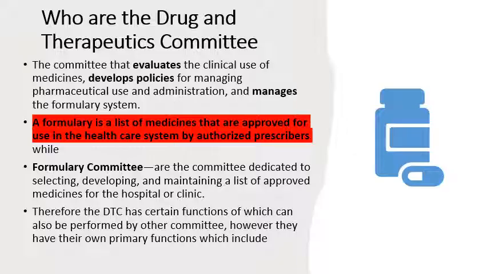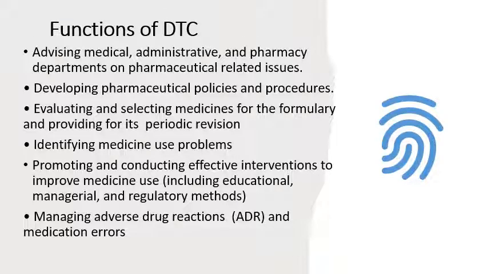So, a formulary is a list of medicines that are approved for use in the healthcare system by authorized prescribers, while a formulary committee is the committee dedicated to selecting, developing, and maintaining a list of approved drugs for the hospital or clinic. Therefore, the DTC has certain functions which can also be performed by other committees, and these include advising medical personnel, administrative, and pharmacy departments on pharmaceutical related issues. They also develop pharmaceutical policies and procedures, and evaluate and select medicines for the formulary, providing its periodic revision. They also identify medicine use problems, promote and conduct effective interventions to improve medicine use, and manage adverse drug reactions and medication errors. These are the functions of the Drug Therapeutic Committee.